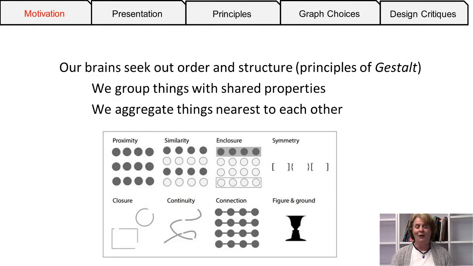Those of you who read German will know all about the principles of Gestalt. That's a fancy way of saying we're always looking for order and structure. In my marriage, for example, but otherwise, in trying to understand data. So how does our brain look for order and structure? Well, one thing is you group things with shared properties.